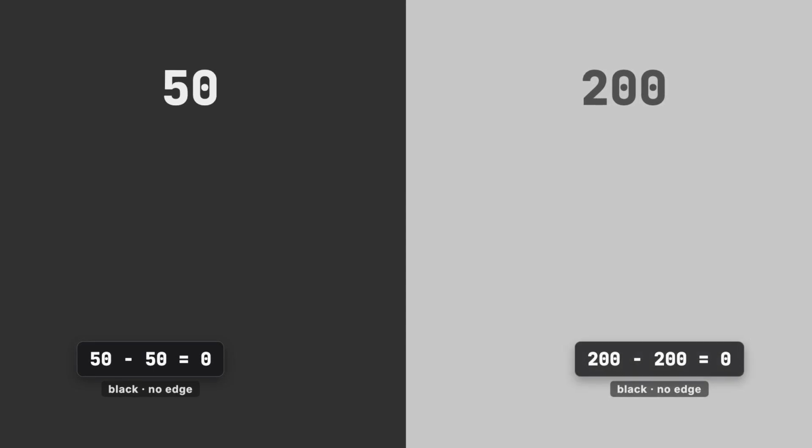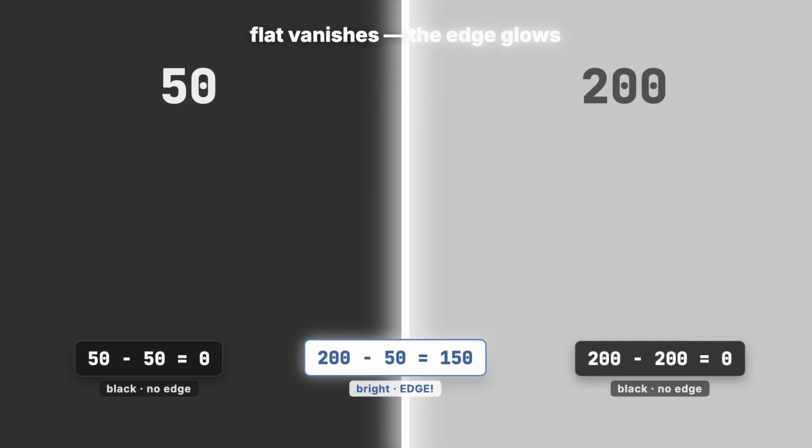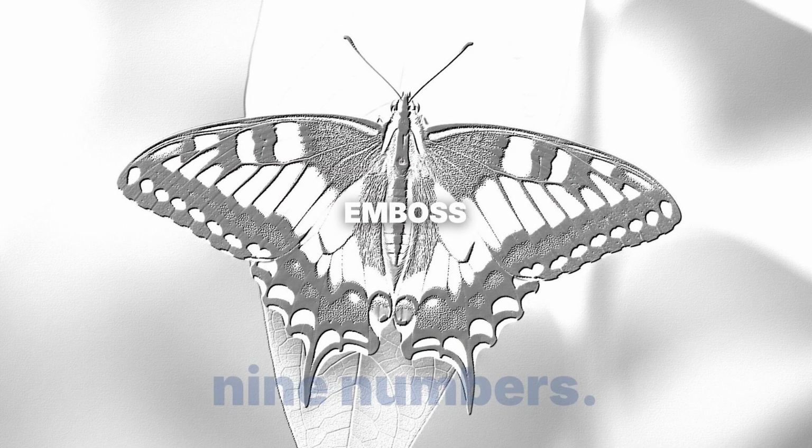Here's an example of the actual maths. Say the left half of your image is dark, around 50, and the right half is very bright, around 200. Over the flat dark area, 50 minus 50 is 0, which is black. Over the flat bright area, 200 minus 200 is 0, which is also black. But right on the boundary, 200 minus 50 is 150, which is a bright pixel. Out of nowhere, the edge just glows. And the best part is that if you just change those 9 numbers again, you can get motion blur or the emboss filter, whatever you want.